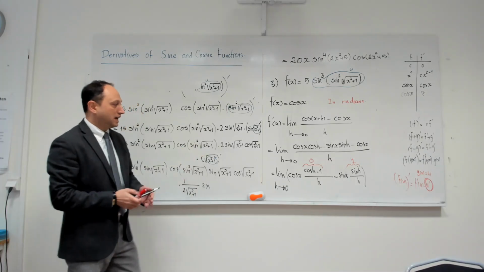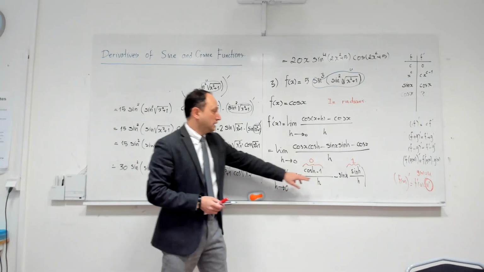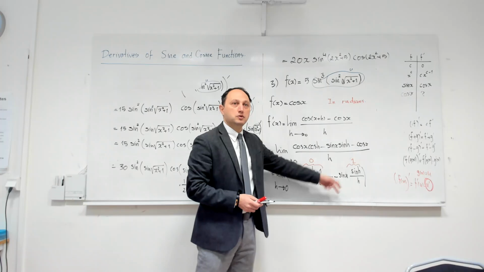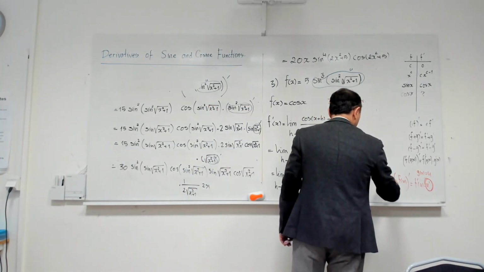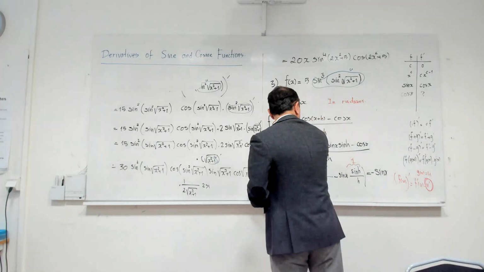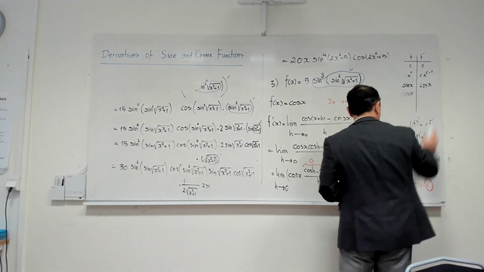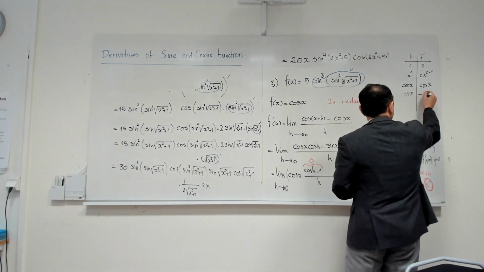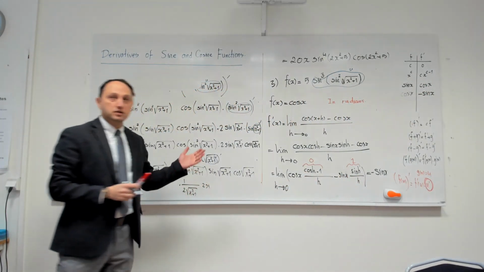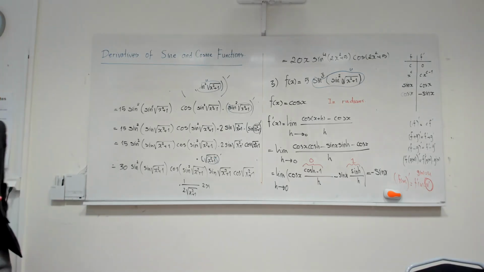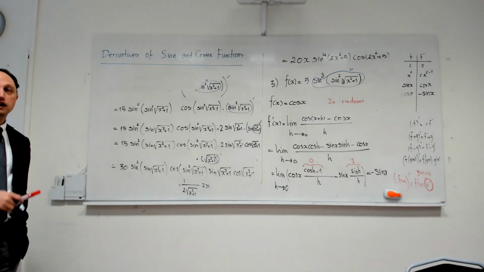So what will be the answer? 0 times cosine is 0, 1 times negative sine x becomes negative sine x. So what I have to put instead of this question mark is negative sine x. So be careful. The derivative of sine is cosine. The derivative of cosine is not sine, it is negative sine.